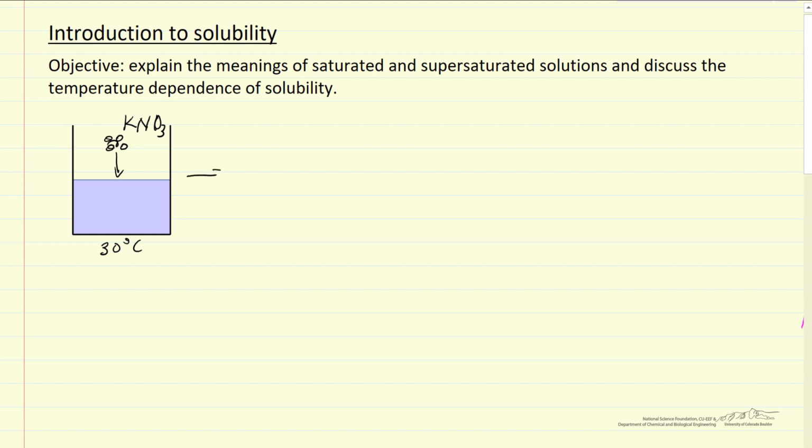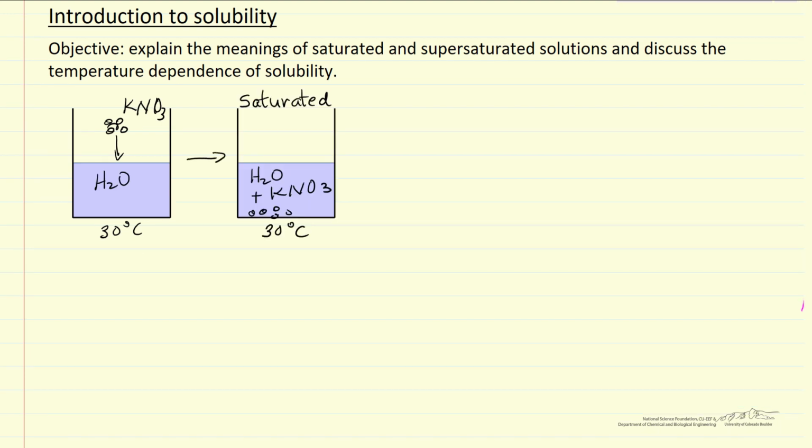with a saturated solution. So I've represented a saturated solution as though we have potassium nitrate in solution with water, and we have solid particles sitting on the bottom. So we've dissolved as much as possible to dissolve. Now, if we were to heat this solution, we could dissolve more. So let's look at what that might look like.